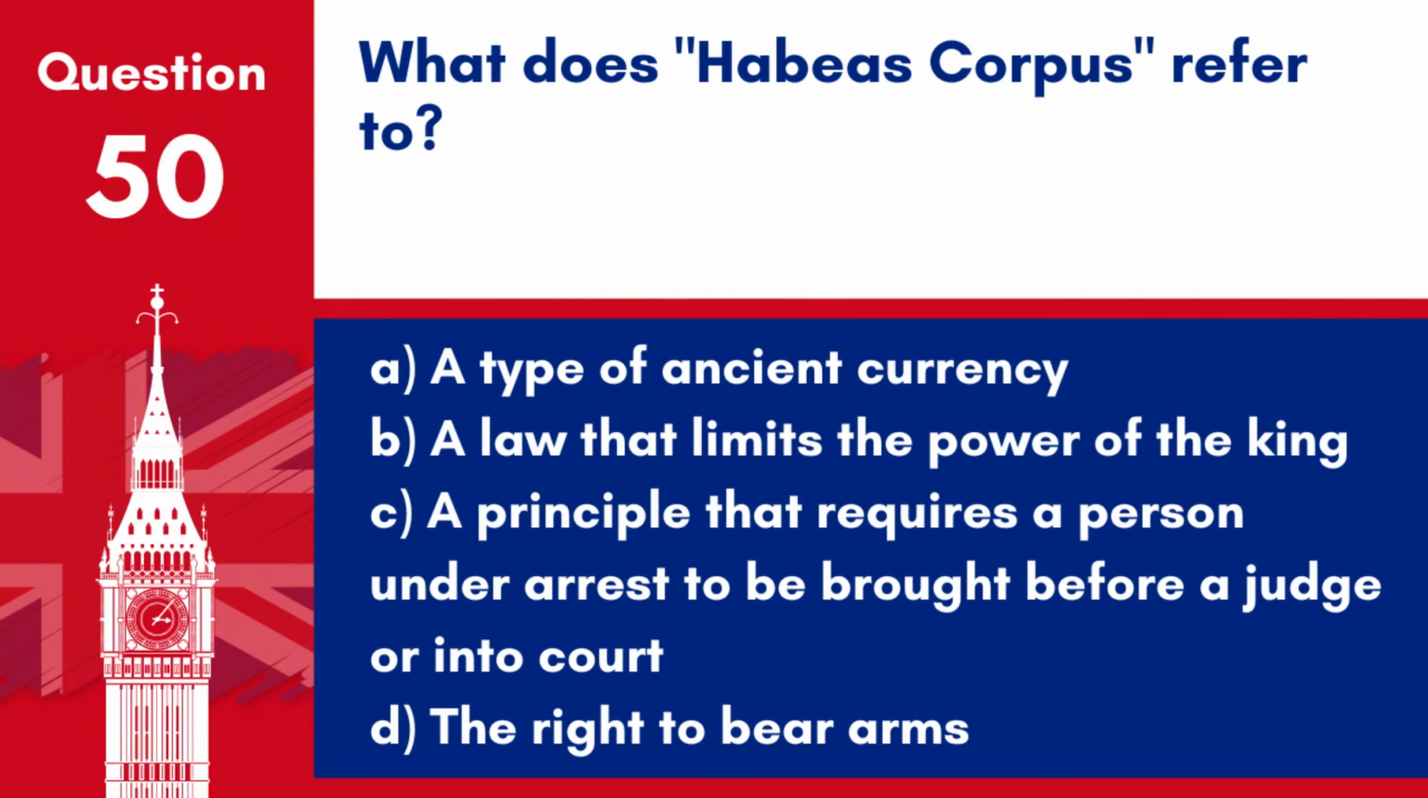Question 50. What does habeas corpus refer to? A. A type of ancient currency. B. A law that limits the power of the king. C. A principle that requires a person under arrest to be brought before a judge or into court. D. The right to bear arms. Answer C. A principle that requires a person under arrest to be brought before a judge or into court. Habeas corpus is a safeguard against unlawful detention.